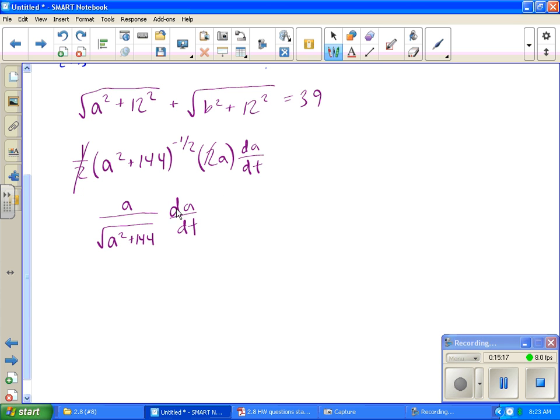I would just write it like this. The other one ends up being what? Isn't it pretty much the same? So instead of a, I have b over square root of b squared plus 144. And then in the back, db dt. And it equals what? 0, because the derivative of 39 would be 0.